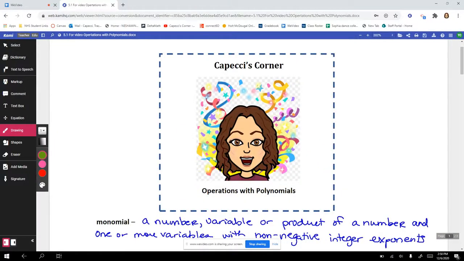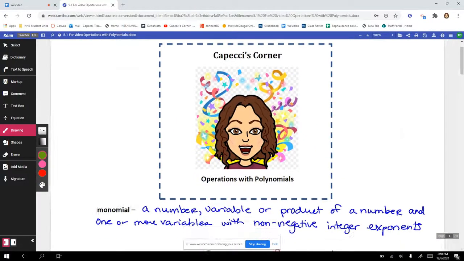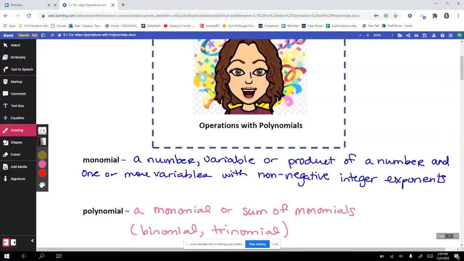Today on Capecchi's Corner, we're going to talk about operations with polynomials. Now, polynomials, we're going to start with the term monomial. What that is, it's a number, variable, or product, meaning we can multiply together a number and one or more variables with a non-negative integer exponent. So the exponent has to be an integer, and it cannot be negative.